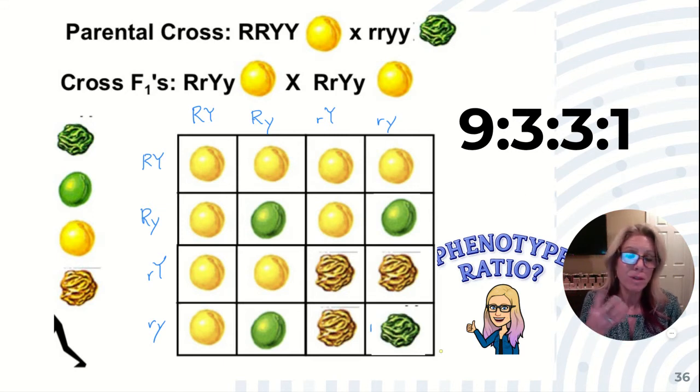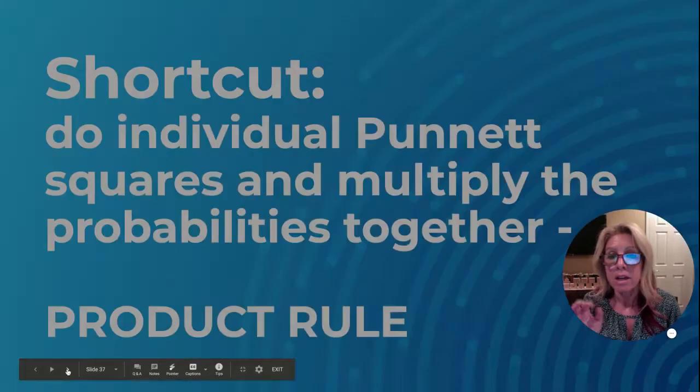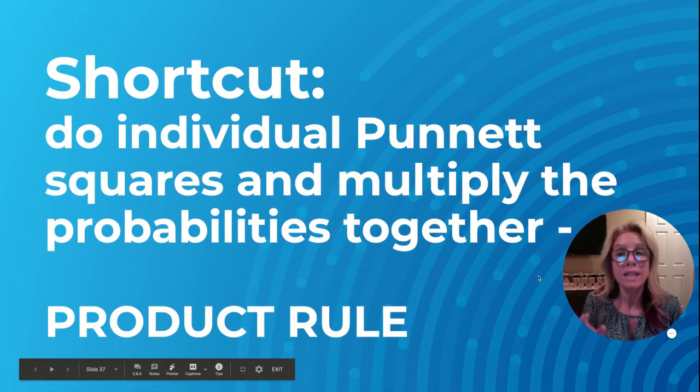Now, what if you had to do a trihybrid cross? Now it's getting even bigger. Like, wouldn't that be 64, I believe, is how many squares you would have to make. You do not want to do that. So what you want to do is learn the shortcut so you don't have to make the big Punnetts. And the shortcut is this.